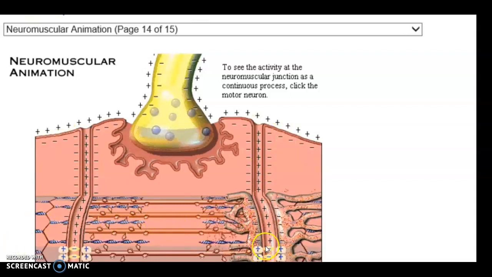Notice once the signal gets down here to where the sarcoplasmic reticulum is, then the voltage gated channels in there open up and release the calcium here into where the myofilament is and where the thick and thin filaments can now interact.